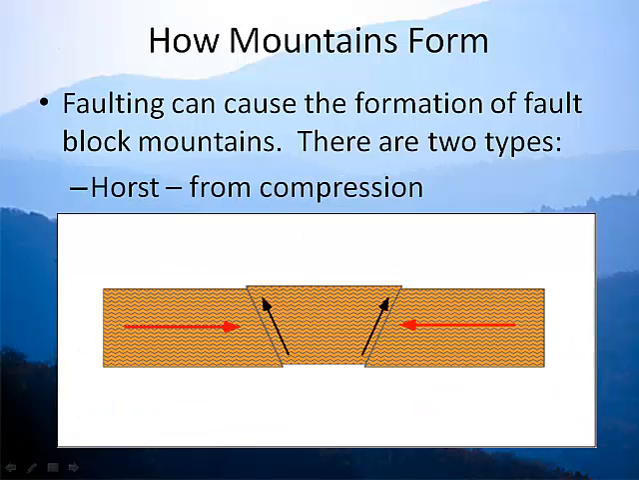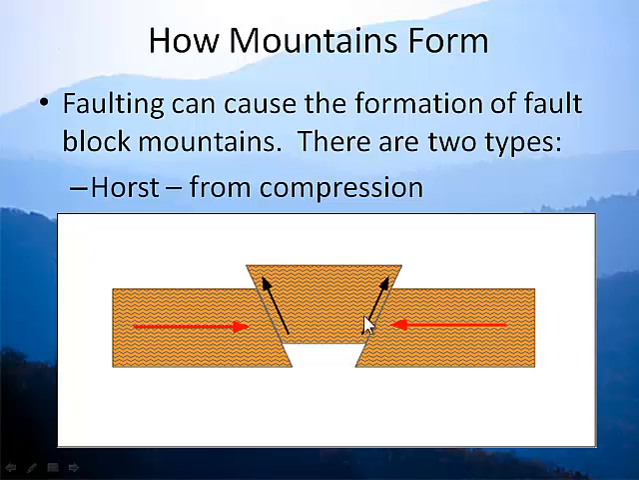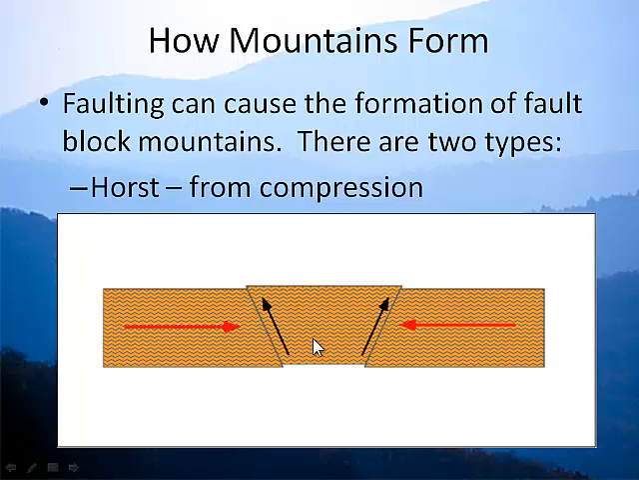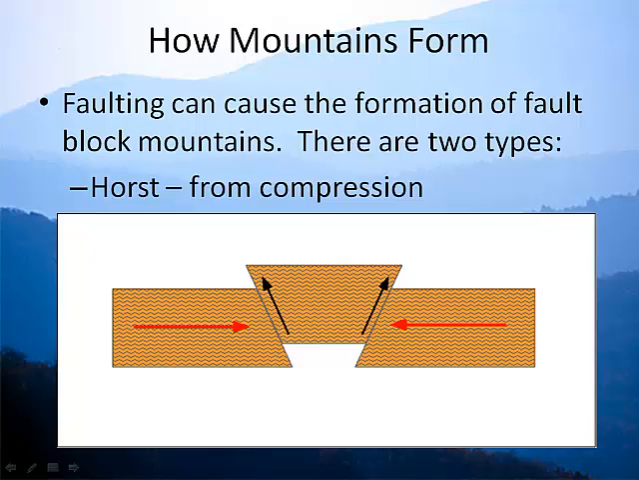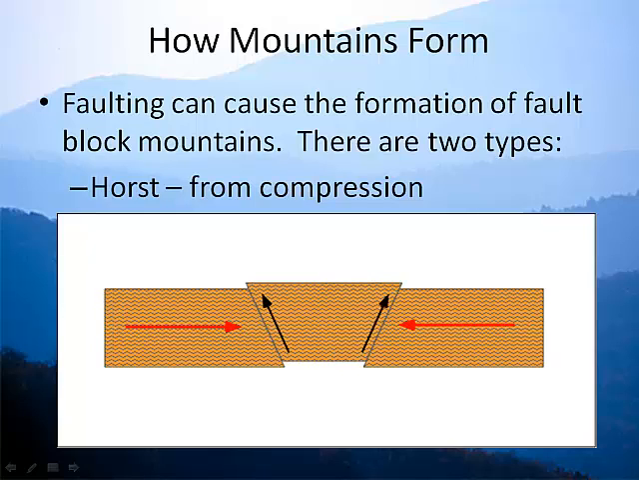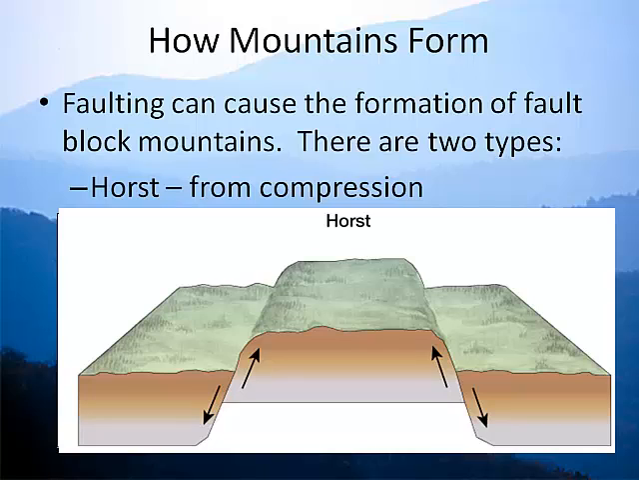The opposite of that is called a horst. A horst forms from compression. Think of it as two reverse faults, one here and one here. This block is going to move upward. This is going to create a mountain here. That's called a horst. And there's our horst. So the block that moves upward now is going to form our mountain, and forms from compression.